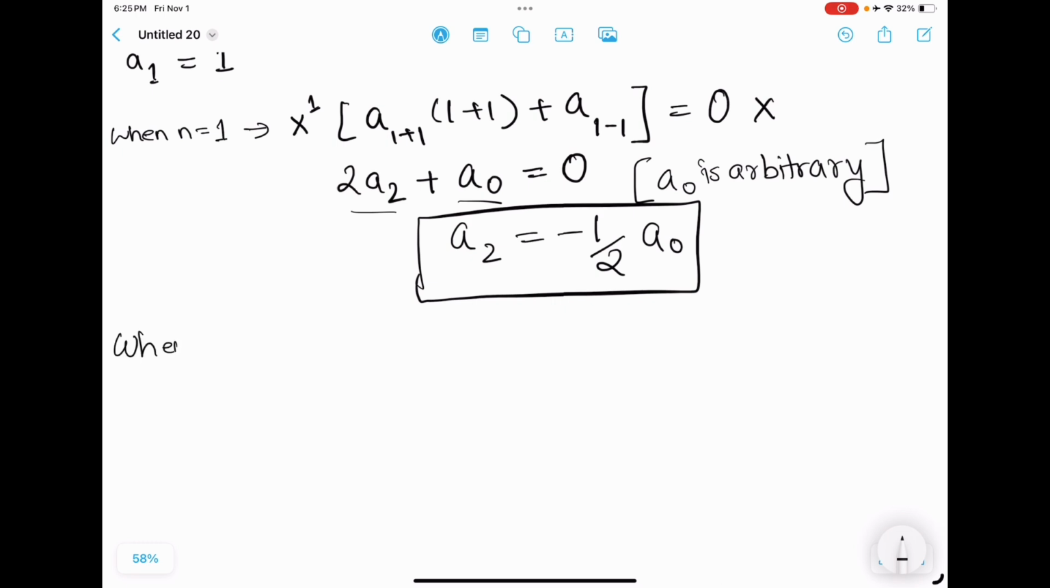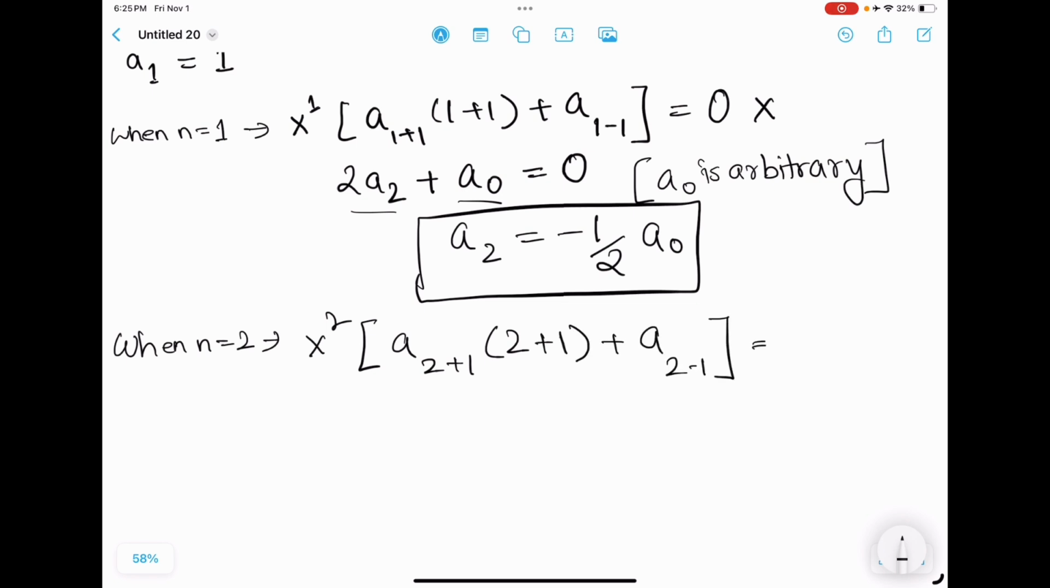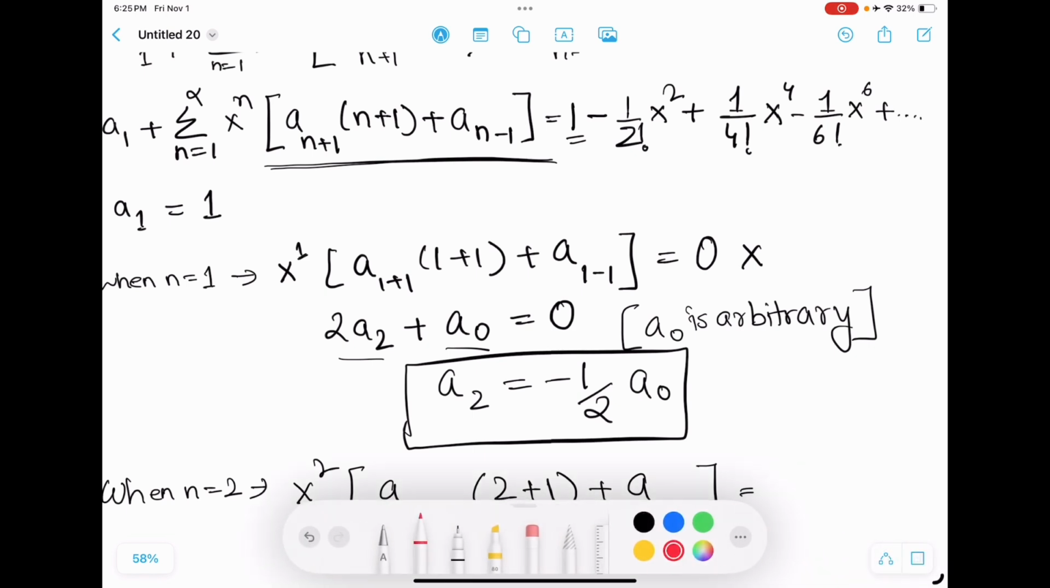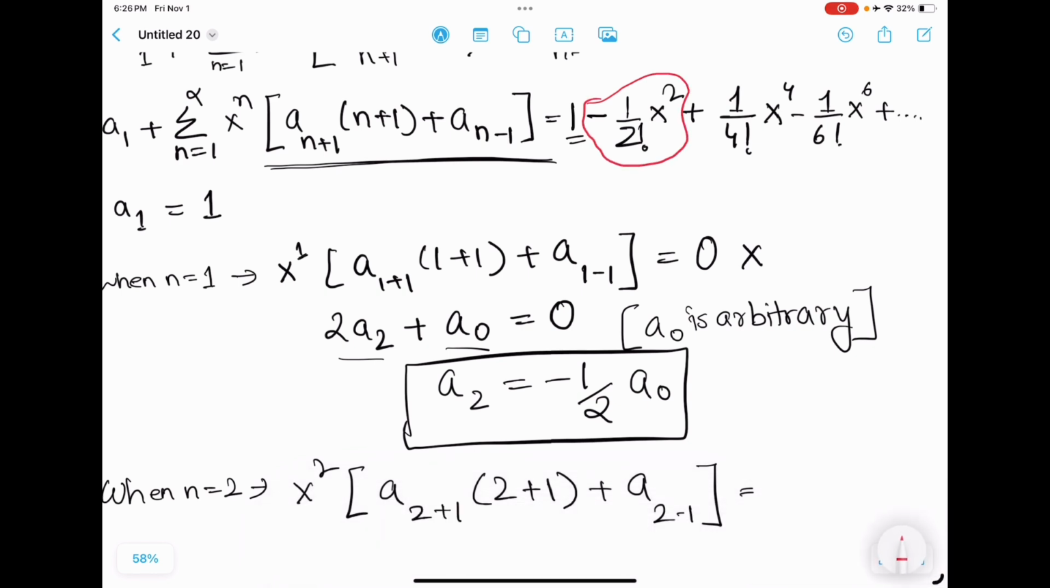So when n is equal to 2, then I have my x squared, which is a sub 2 plus 1 times 2 plus 1 plus a sub 2 minus 1. Okay, so now I'm going to look at my right and see what coefficients I have for x squared. And if I look carefully, I can see that this is what I have when my x has the power 2. Okay, so let's write that. So I have negative half 2 factorial x squared.